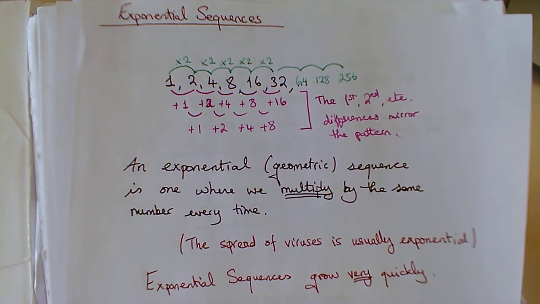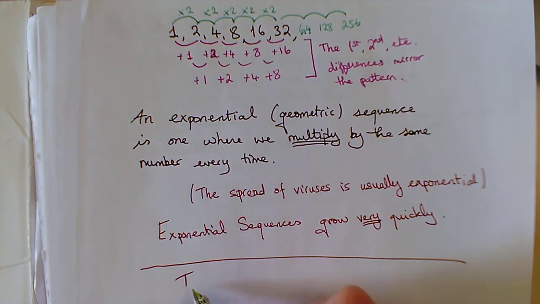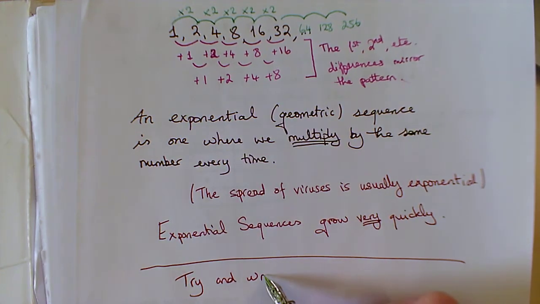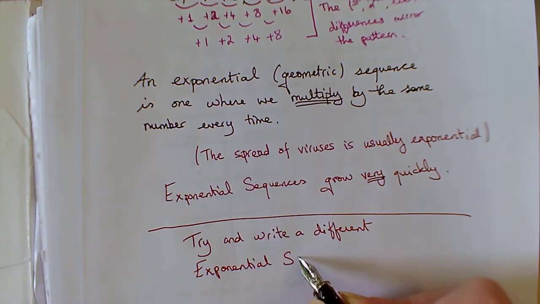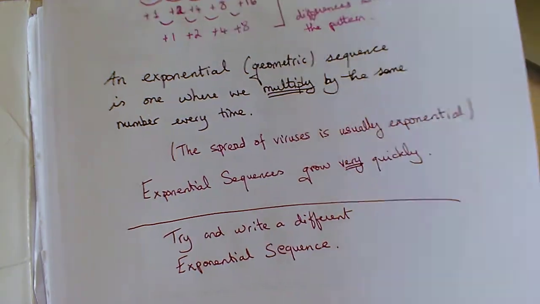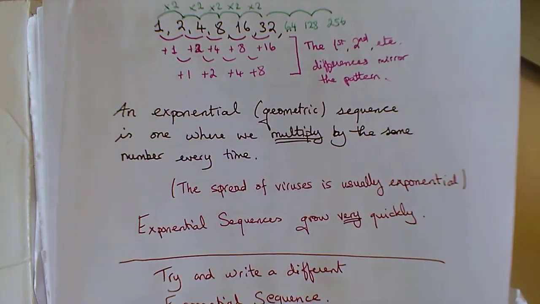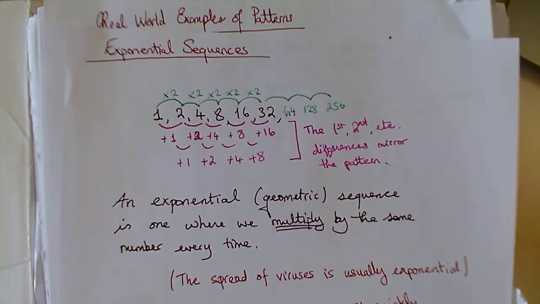I'm not even going to do an example with them right now. The example that we have in our book is enough. But you could try and write down an exponential sequence of your own, and I might ask you about it on Thursday. Write a different exponential sequence, just on your whiteboard or in your notes as an example for yourself to see if you get the idea of it. Doubling, tripling, quadrupling, all of that is exponential growth.